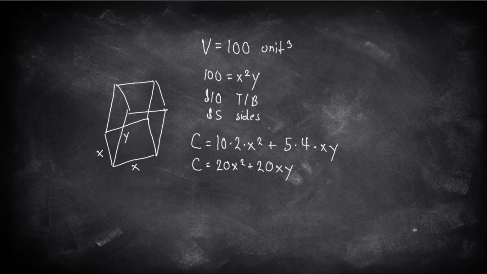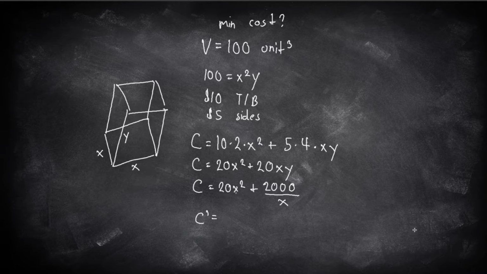As usual, we want to substitute one of the variables in, so let's substitute our y. So that will give us C is equal to 20x squared plus our y is just going to be 100 over x squared. So 100 over x squared times 20x would be 2000 over x. Okay, and as we did before, taking the derivative and setting it equal to 0 to check for maxes and mins, because that's what we're looking for. We're looking for the minimum cost.